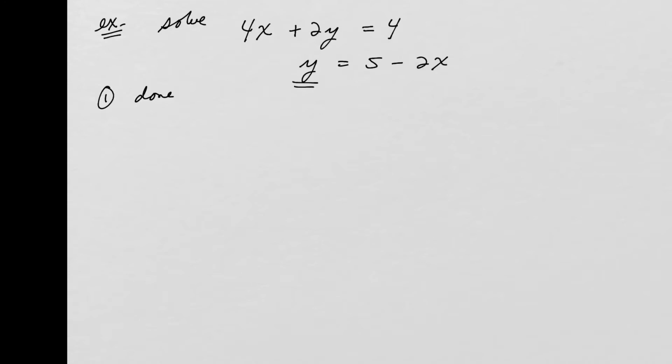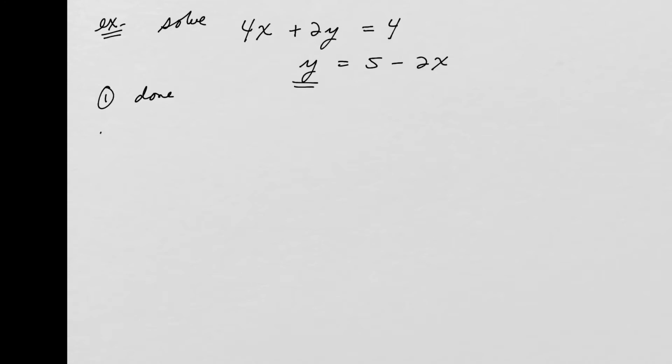Let's say we're asked to solve 4x plus 2y equals 4, and then y equals 5 minus 2x. So that's a system of two linear equations. Okay, it looks like step 1 is done, right? Because the second equation is already solved in terms of y. The y is isolated, so that's good.